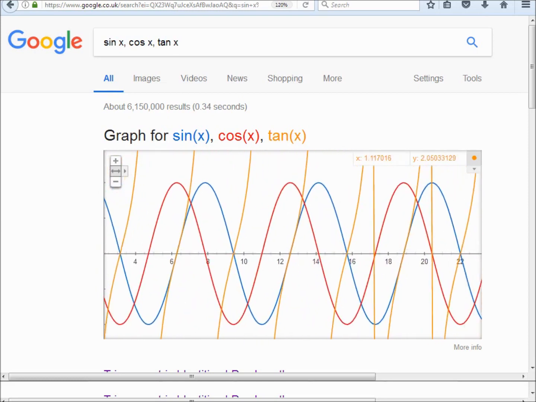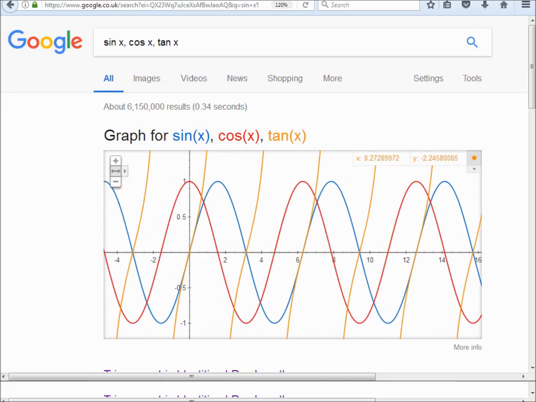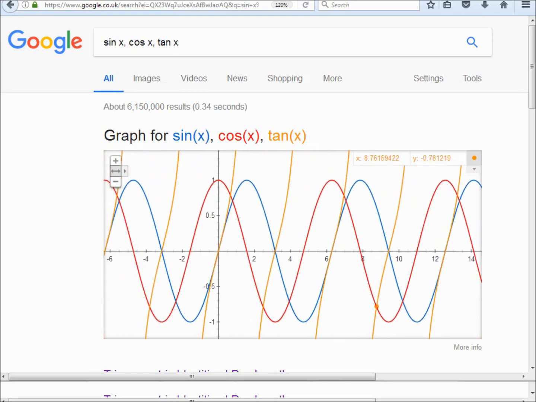But again, the graph has no definition at 90 degrees, and then at 180 degrees plus 90 degrees, and then at 360 degrees plus 90 degrees, and so on.